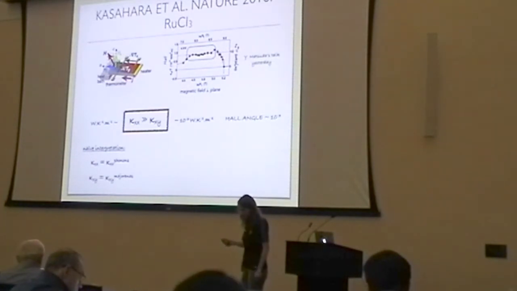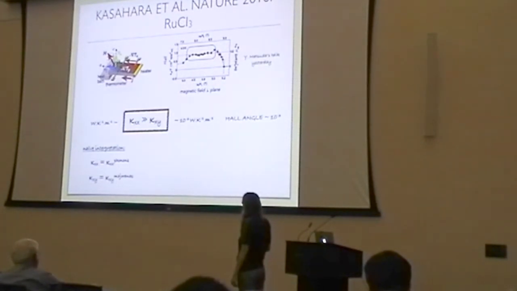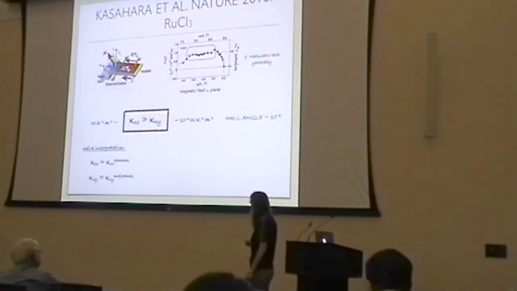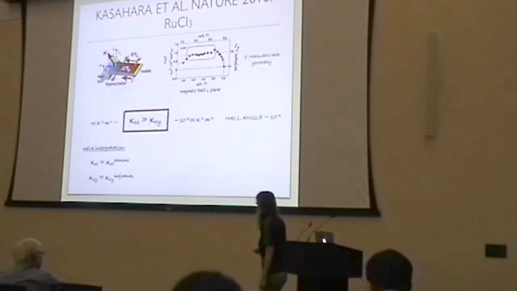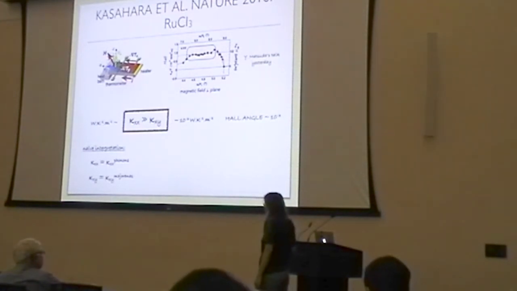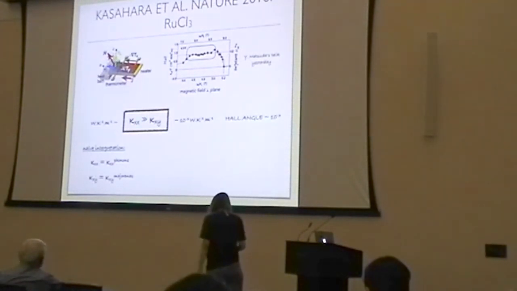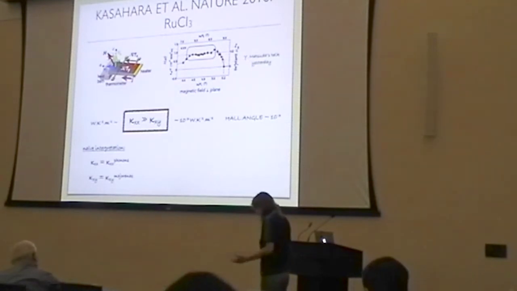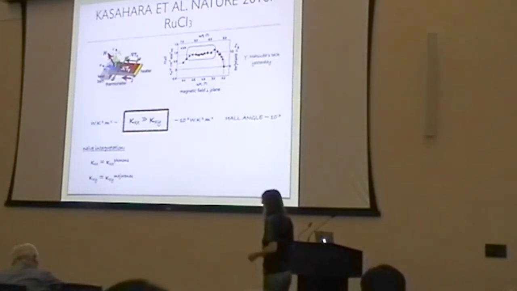But there's a very important point in this experiment, which is that the longitudinal conductivity in this material is much, much larger than the transverse conductivity which was observed. In fact, the Hall angle is 10 to the minus 3. So it is a tiny, tiny angle. So the naive interpretation of this result is that the longitudinal conductivity is purely due to the phonons, which don't a priori have any Hall conductivity, and that the Hall conductivity is probably due to the Majoranas.